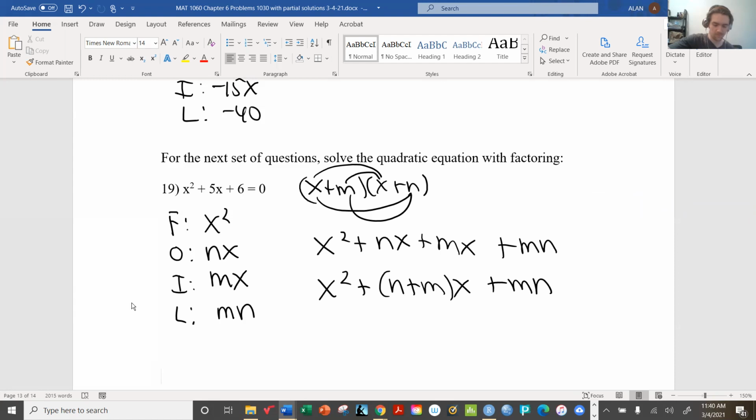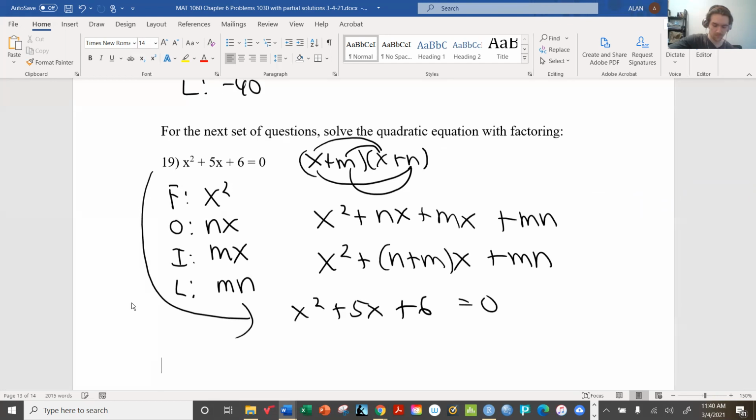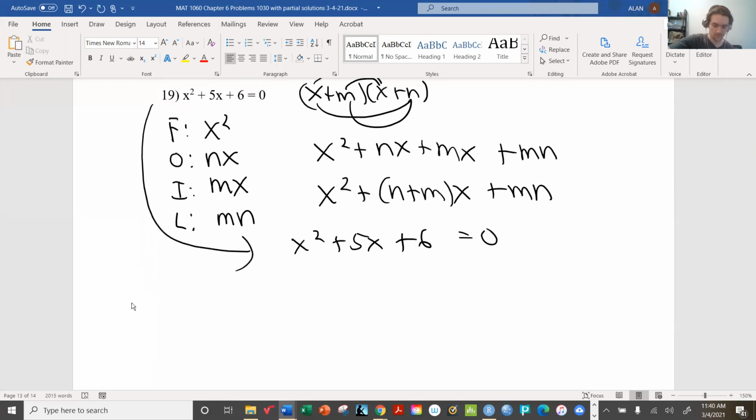And so when you're looking at something like this, what this implies is that what I'm looking for is two numbers, and they have to be integers, by the way, in these cases, or they should be integers. You need two integers, n and m, such that we have a sum of 5 and a product of 6.